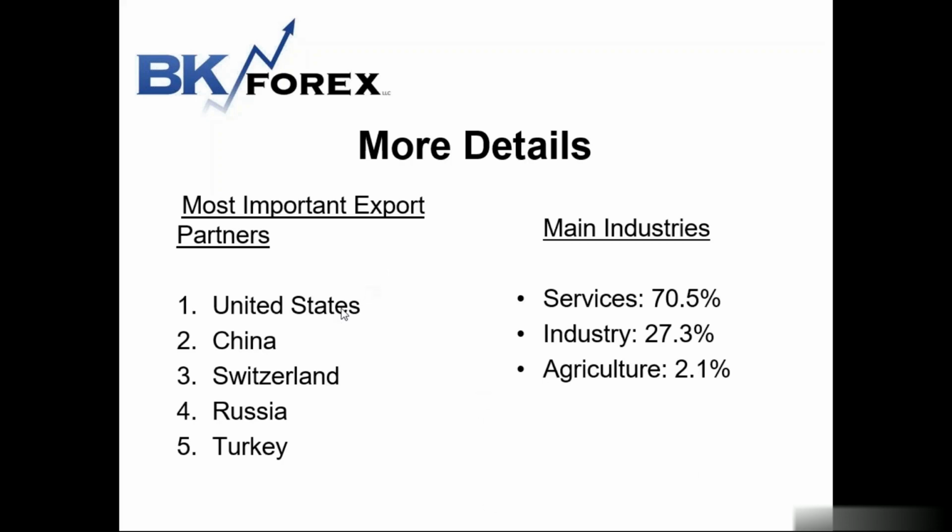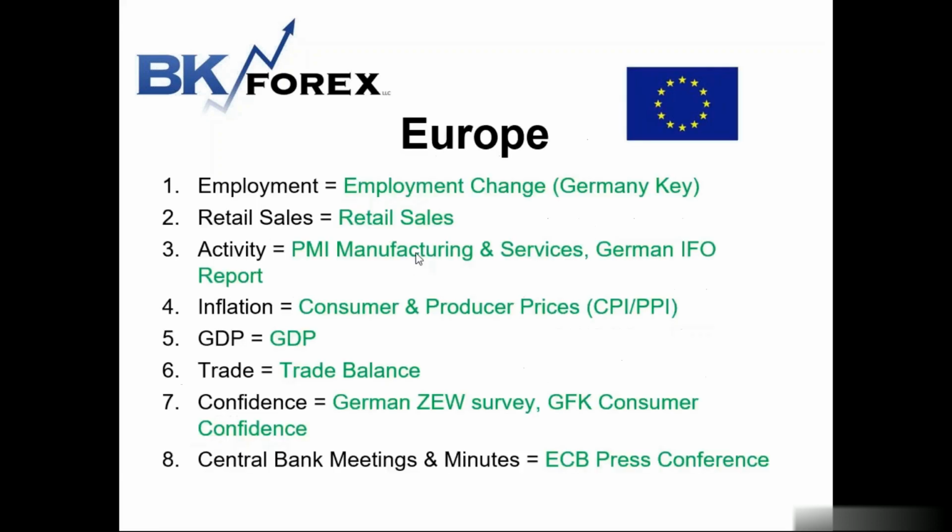The Eurozone's most important trading partners in order are the U.S., China, Switzerland, Russia, and Turkey. These are the most important economic reports for the Eurozone: German employment data, retail sales data from Germany, the PMIs, consumer prices, GDP, trade balance, the German ZEW survey, the consumer confidence report, and the ECB press conference.